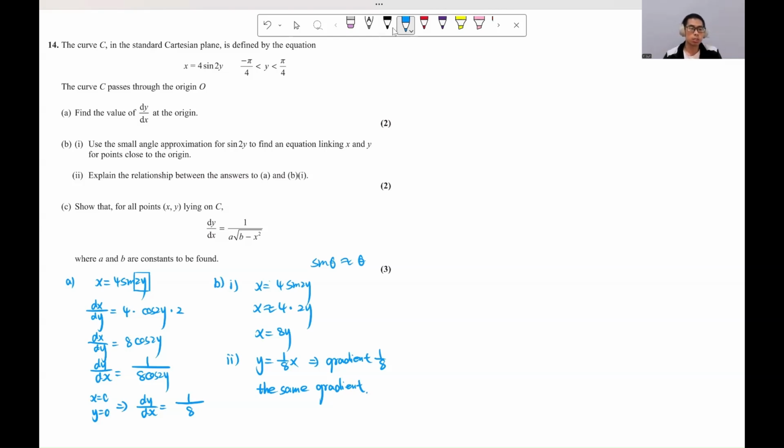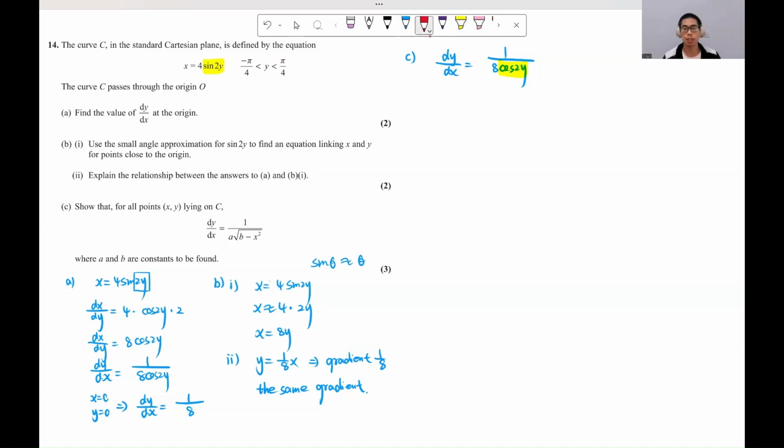And then part C: show that for all points x, y lying on C, dy over dx is in that form. Basically, what they want is for us to rearrange the result we got before, 1 over 8 cos 2y, but they don't want y anymore. They just want us to write it in terms of x. Which means we need to find a way to change cos 2y into sine 2y. That's how we write it in terms of x.